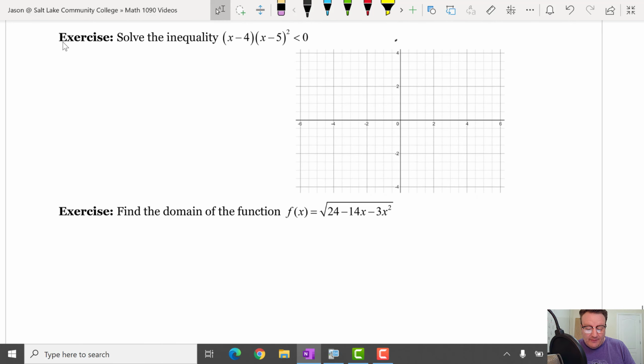Next, we don't have an equation, we have an inequality. Okay, so solving an inequality can be done two different ways. I think the simplest way is to just graph the polynomial. So let's see here.